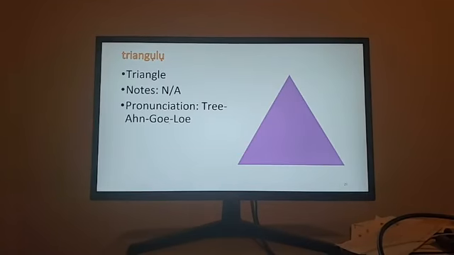All right, triangle. Your special pronunciation will be the regular I. The one without the dot is an E sound. And the U with the dot underneath is an O sound. So that last letter is a diacritic. So to say triangle, you would say that is Tree-Ahn-Goe-Loe, triangle. Again, Tree-Ahn-Goe-Loe, triangle.